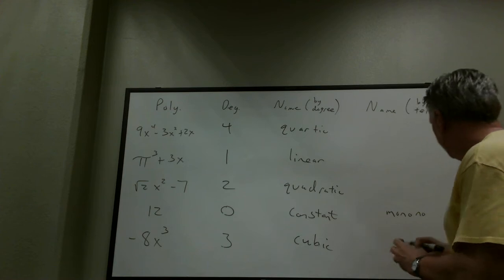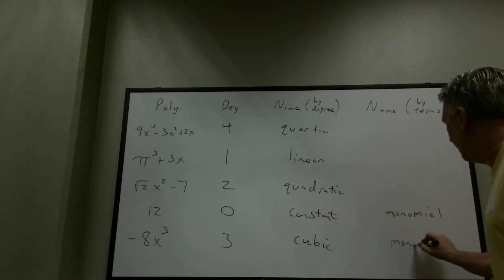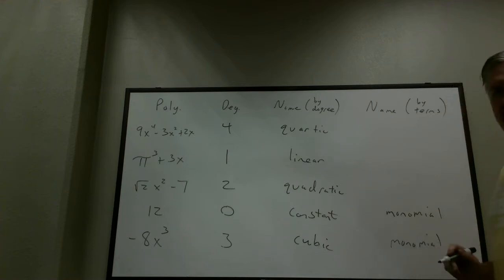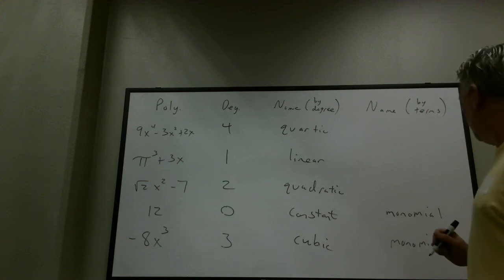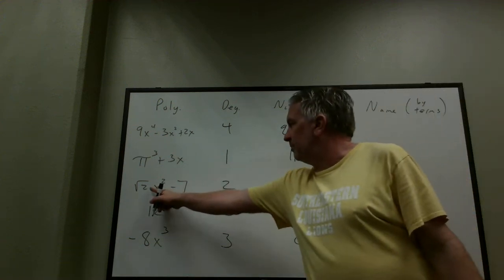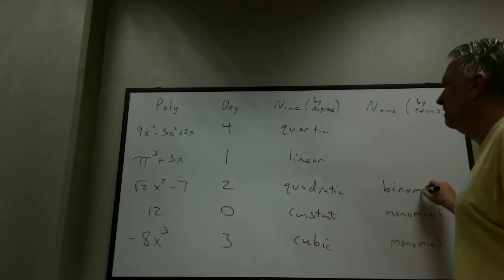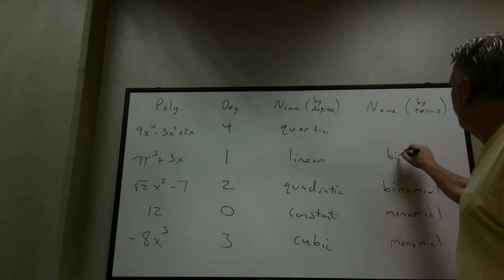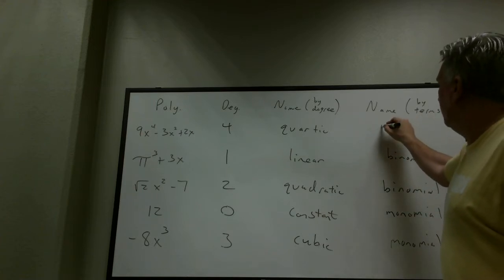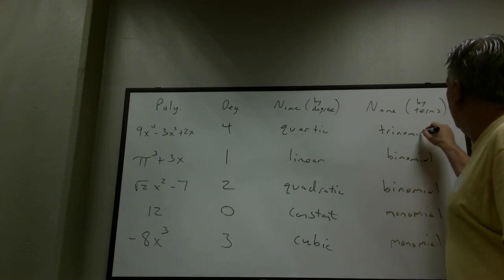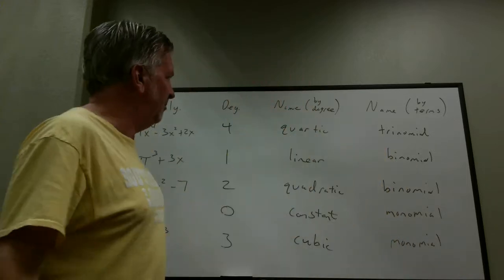Oops, I spelled it wrong. And this one too. Mono meaning one. Right, mono. Like a monorail. The one rail. Okay, monomial. Now what about with 2? It shouldn't surprise you. A polynomial with 2 terms is called a binomial. And this is a binomial as well. And the top one, therefore, with 3 terms, is a trinomial. Usually you don't see ones with 4 terms. I don't even know what they would call one with 4 terms.